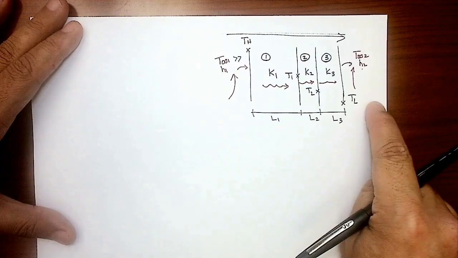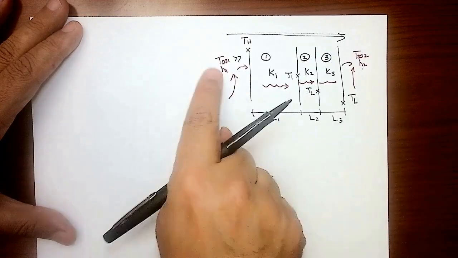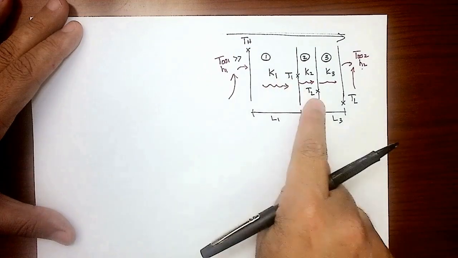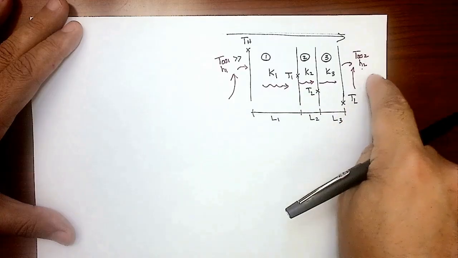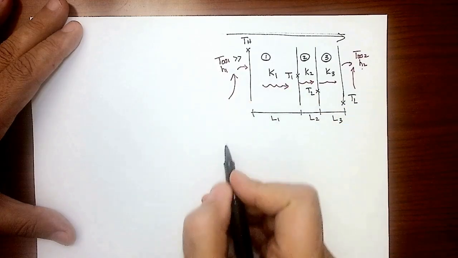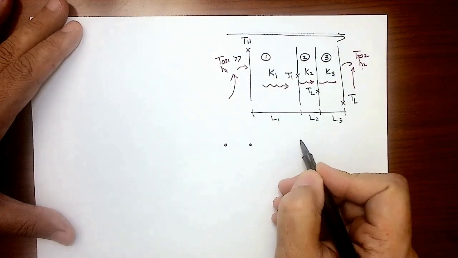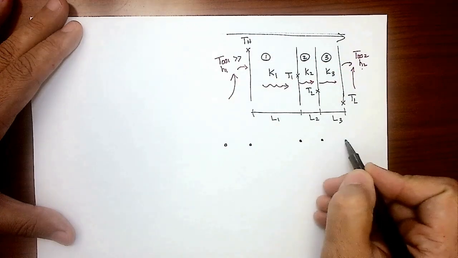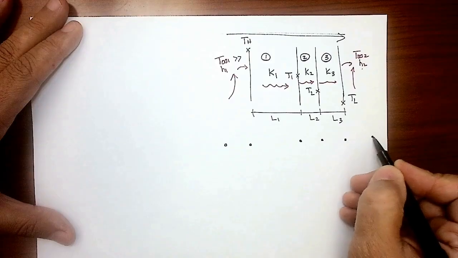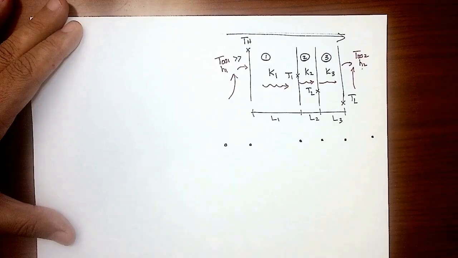The simplest way to do that, count how many temperatures you have. 1, 2, 3. I know there is one here, 4, 5, 6. I have 6 temperatures. T infinity 1 is going to represent the fluid here. TH is going to represent that face. T1 is here. T2 is here. TL is here. T infinity 2 is here. 1, 2, 3, 4, 5, 6. Between each two nodes, you got one resistance.